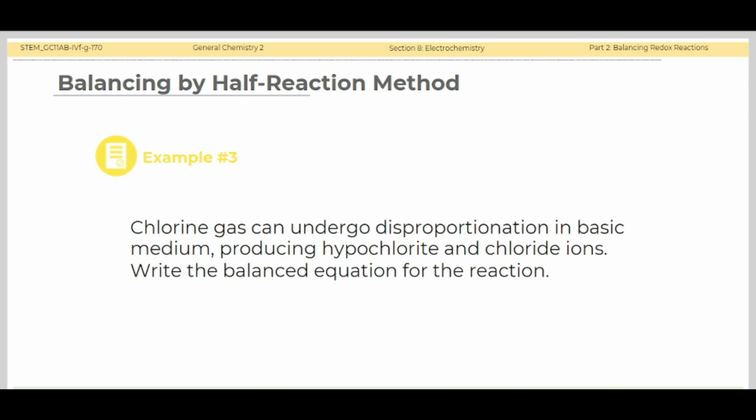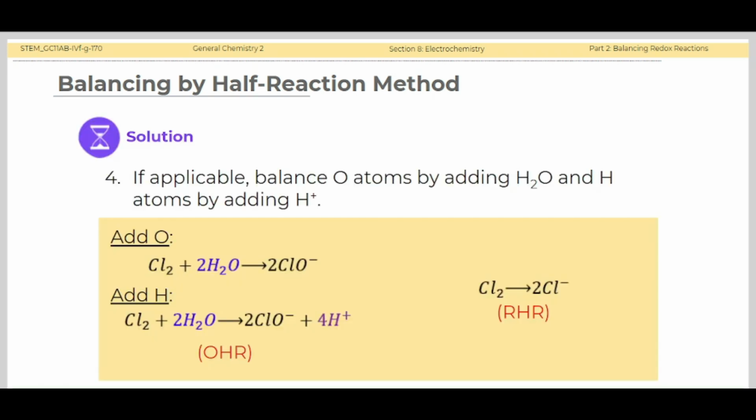Example 3. Chlorine gas can undergo disproportionation in basic medium, producing hypochlorite and chloride ions. Write the balanced equation for the reaction. If applicable, balance the oxygen atoms by adding water and hydrogen atoms by adding hydrogen ions. As for the OHR, oxygen can be balanced by adding 2 molecules of water on the reactant side. In turn, hydrogen can be balanced by adding 4 hydrogen ions on the product side.